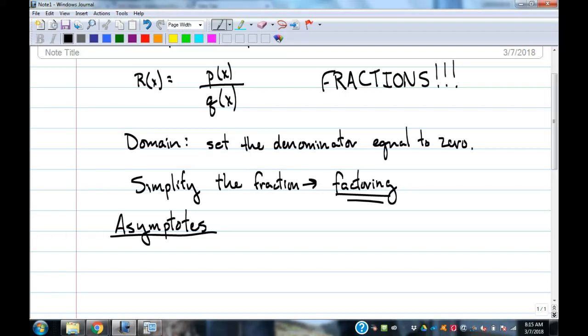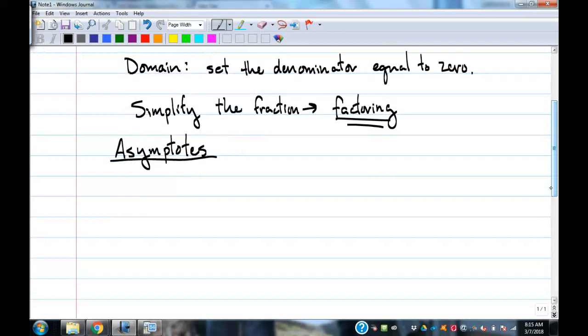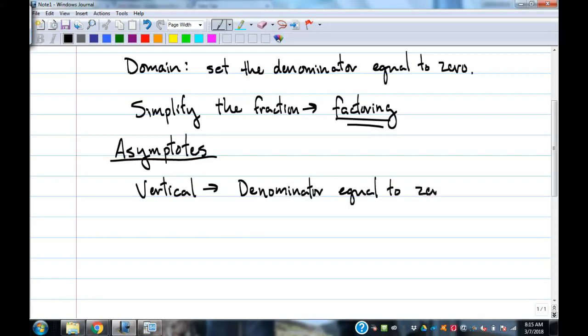So here's how we're going to decide that. The first type of asymptote you're going to look for is a vertical asymptote. It's the easiest one. Vertical asymptotes are closely related to the domain. You set the denominator equal to 0. That's how we found our domain.